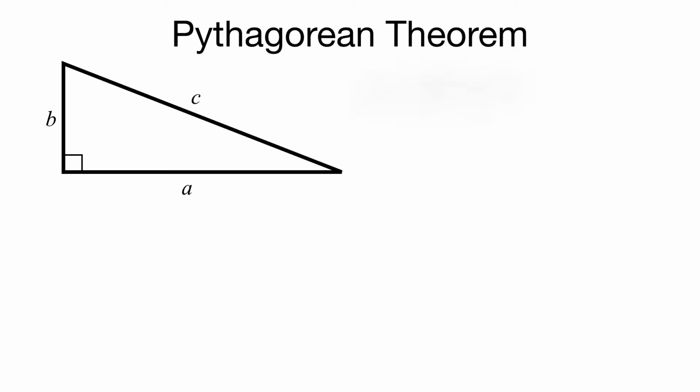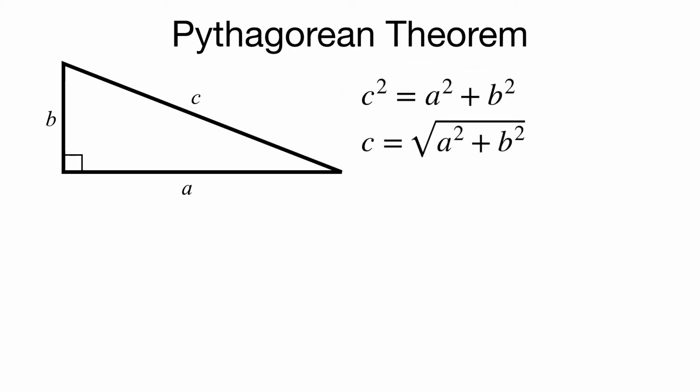To solve for that hypotenuse, let's turn that equation around a little bit, so make it c squared equals a squared plus b squared, and then take the square root of both sides. That will give me the hypotenuse of any right triangle: square root of a squared plus b squared.